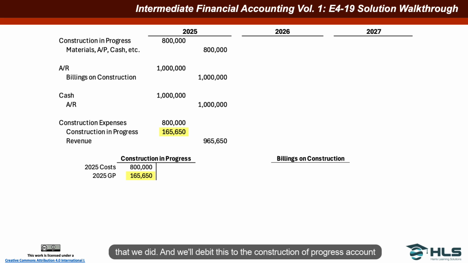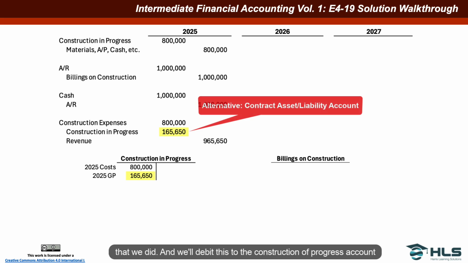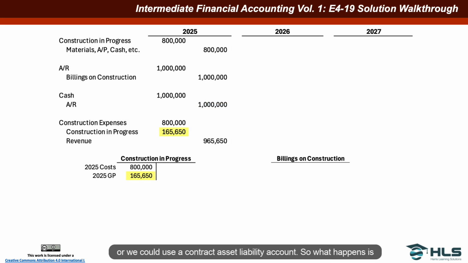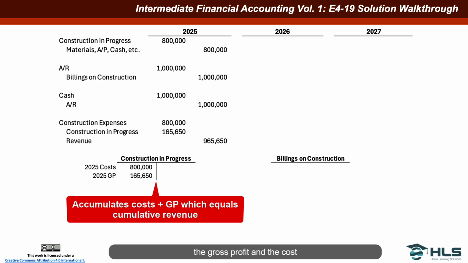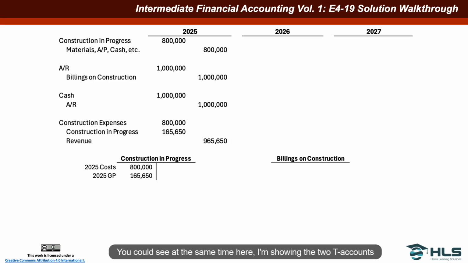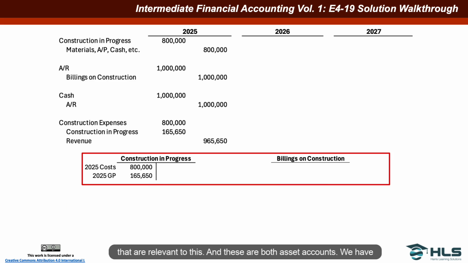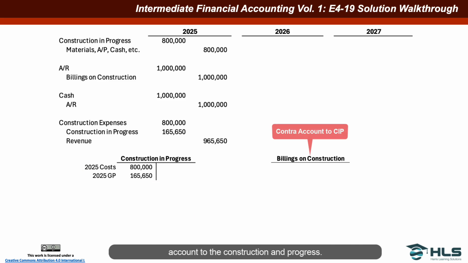And we'll debit this to the construction in progress account, or we could use a contract asset liability account. So what happens is we accumulate in the construction in progress account the costs plus the gross profit. And the costs and the gross profit will always equal the revenue. You can see at the same time here, I'm showing the two T accounts that are relevant to this, and these are both asset accounts. So we have the construction in progress, and the billings is actually a contra account to the construction in progress.